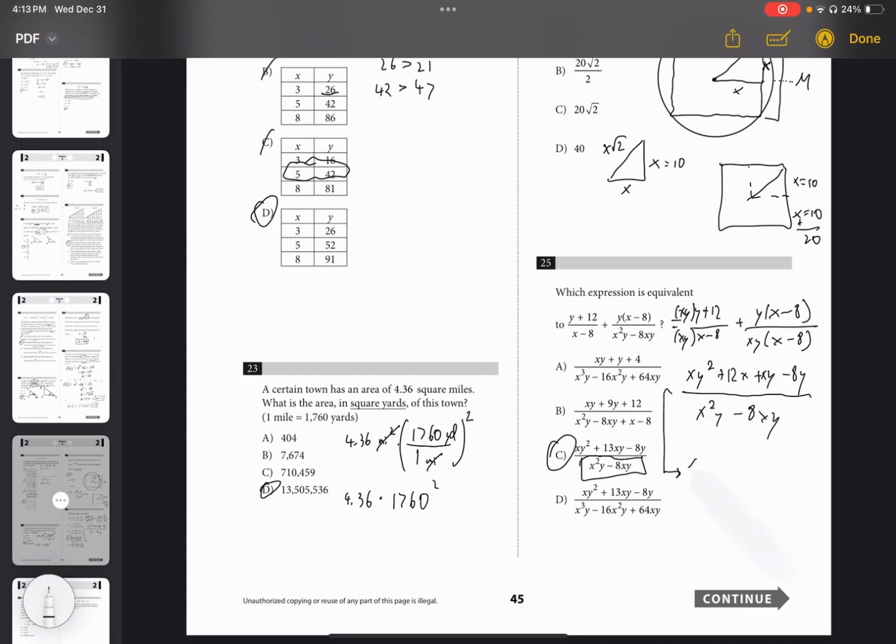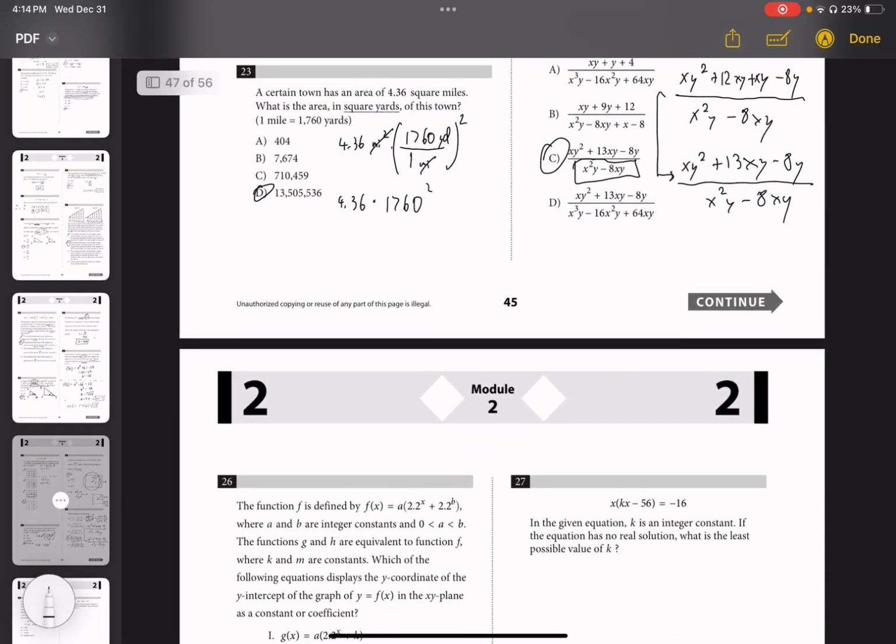So we have in the numerator xy squared, and then we have, I messed this up right here. This should be multiplied by xy by the whole thing, so it would be xy squared plus 12xy. So this would be 13xy minus 8y over x squared y minus 8xy. And that's your answer choice, option C.